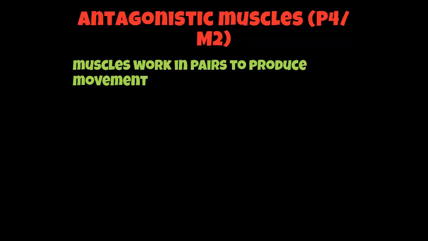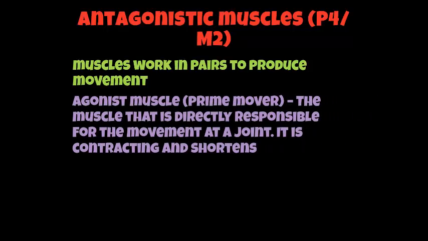Muscles work in pairs to produce movement, and we've kind of touched on this in the previous lessons. We have something called an agonist muscle, which is sometimes referred to as the prime mover. Now this muscle is directly responsible for the movement at a joint. It is contracting and shortens. So please underline contracting and shortens. That's really, really important.